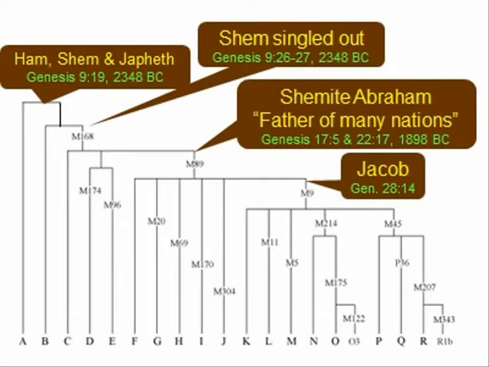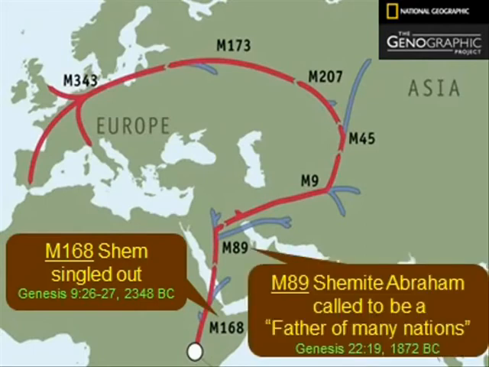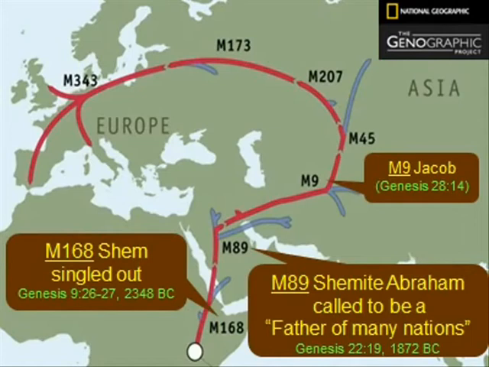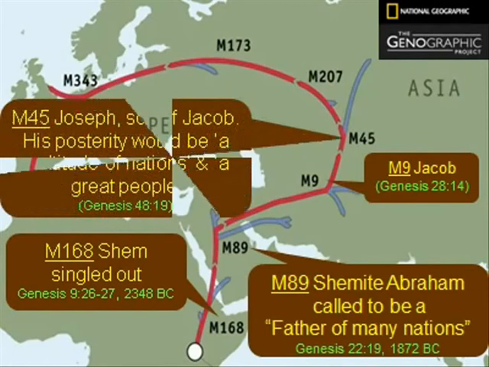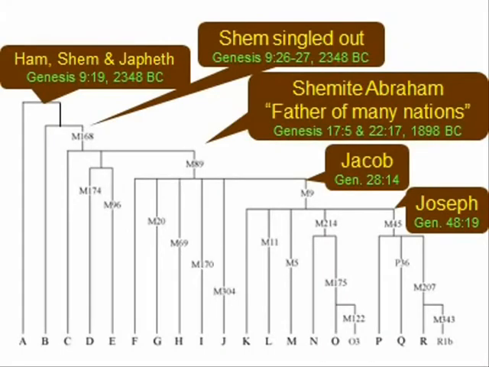So Shem singled out, Abraham, the father of many nations, Jacob, and then his son Joseph, M45. His posterity was promised would be a multitude of nations and a great people. Ham, Shem and Japheth. Shem singled out, Abraham singled out, Jacob and Joseph.